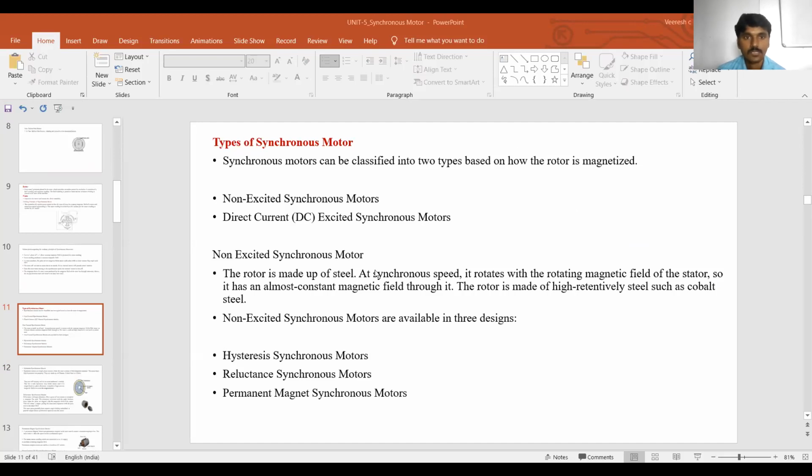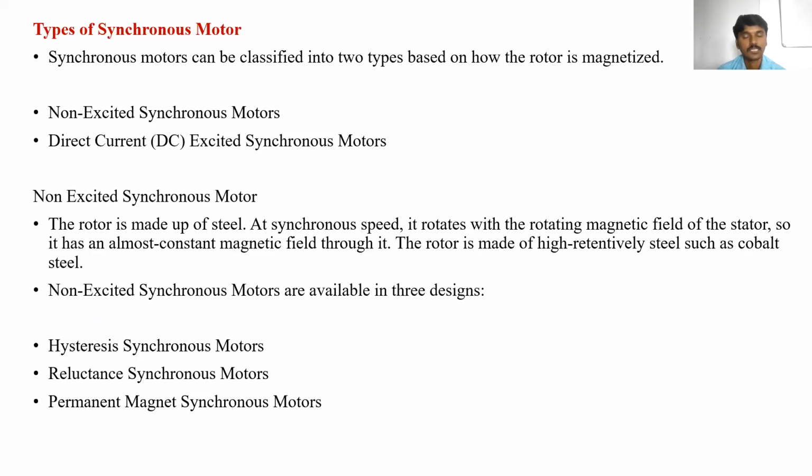So all these things we have seen, and also we have discussed the types of synchronous motor. What are the types of synchronous motor? Based on the excitation, the synchronous motor has been classified into two types: non-excited synchronous motor and excited synchronous motor. What is an excited synchronous motor? What is a non-excited synchronous motor?